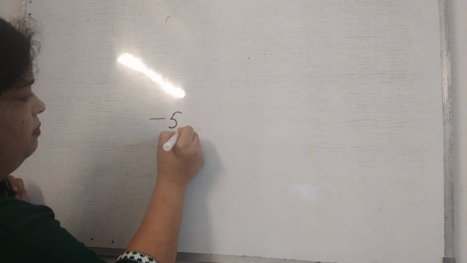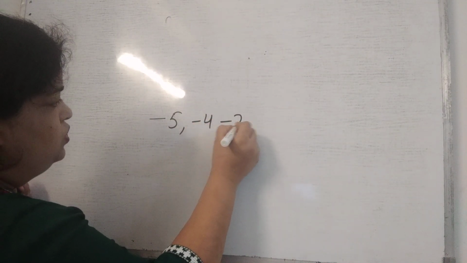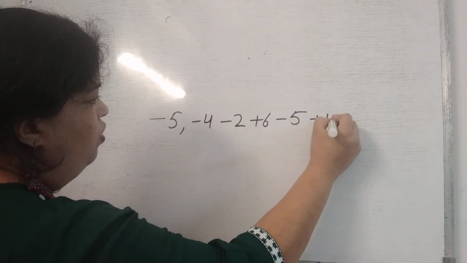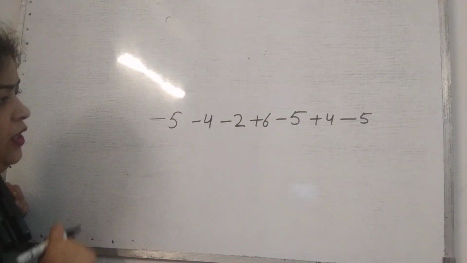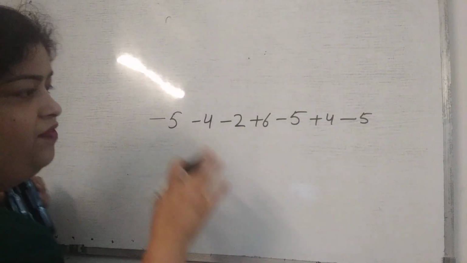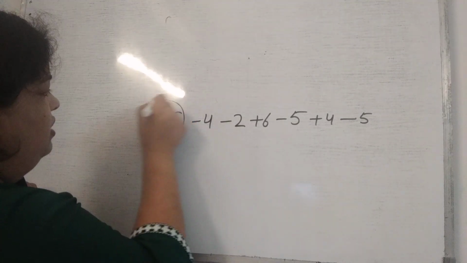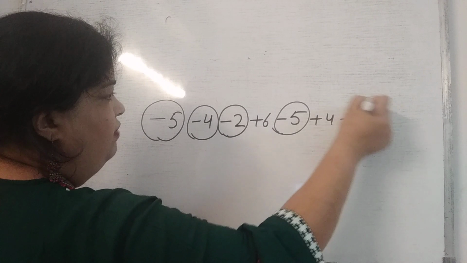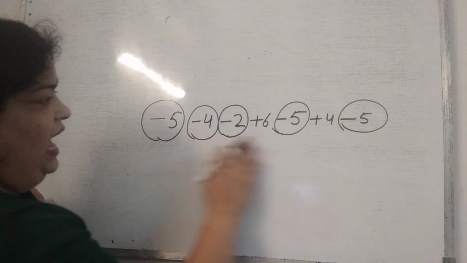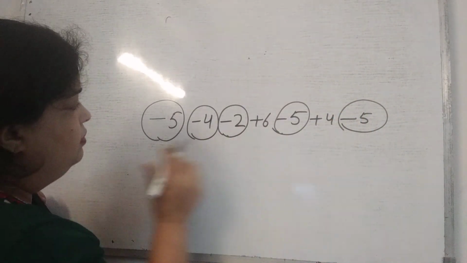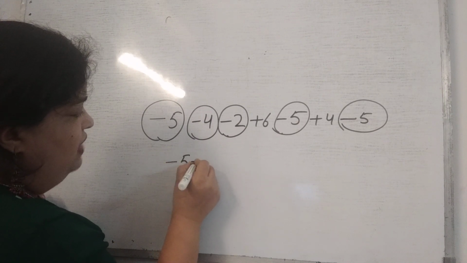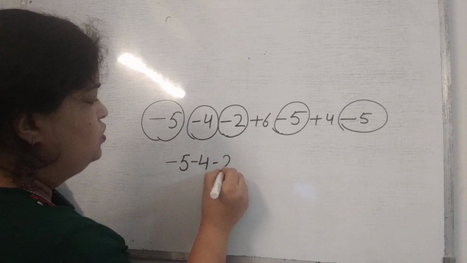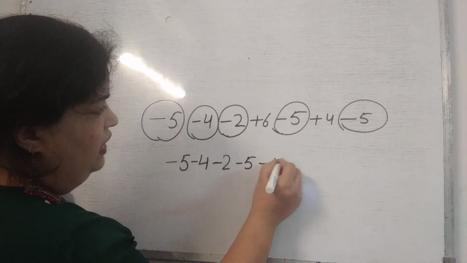Minus 5, minus 4, minus 2, plus 6, minus 5, plus 4, minus 5. Here you can see we have 5 negative integers: 1, 2, 3, 4 and 5. We will club them together: minus 5, minus 4, minus 2, minus 5 and minus 5.